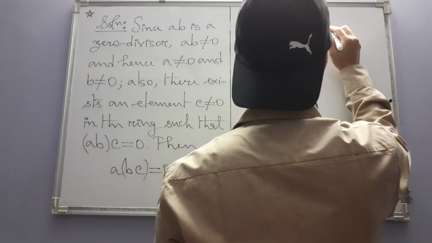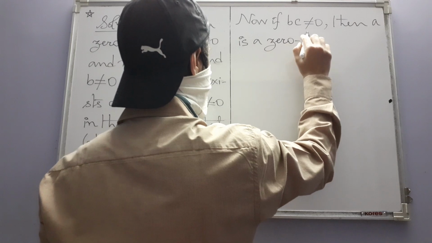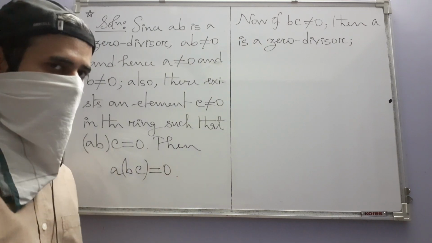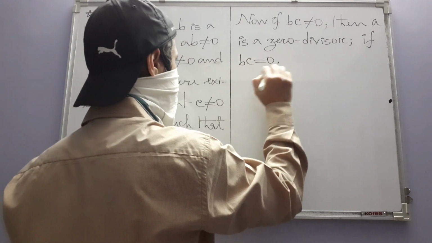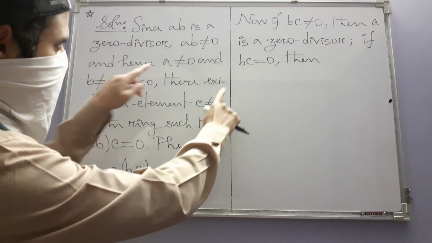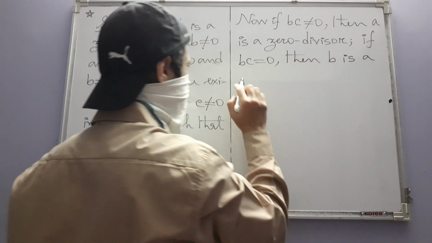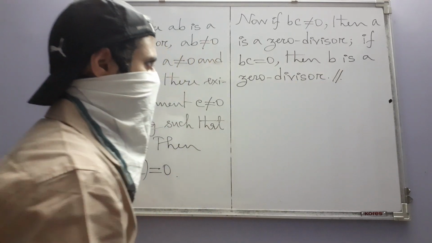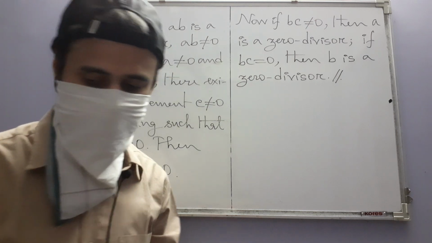So we write, now if bc is not equal to 0, then a is a zero divisor. Okay, that is when bc is non-zero. But what happens if bc is 0? If bc is 0, then you look at this equation itself. b is non-zero, c is non-zero, but their product is 0. That means what? b is a zero divisor. And that just completes the solution, because we were supposed to show that either a or b is a zero divisor, which is what we have managed to show. So that is the solution.